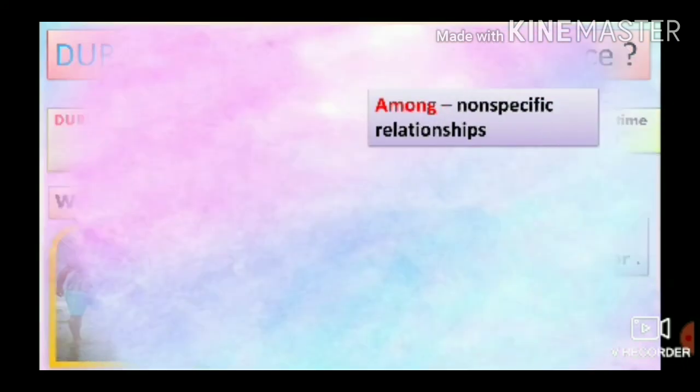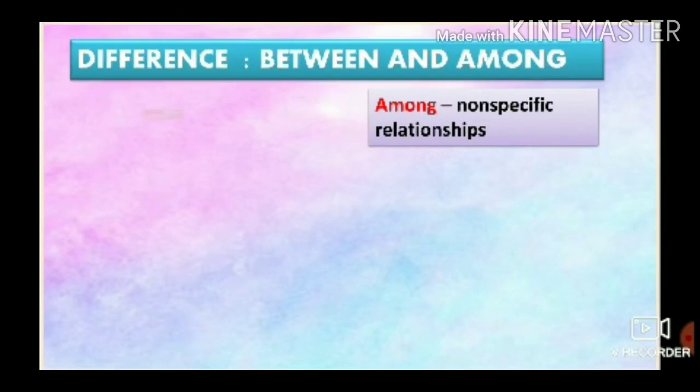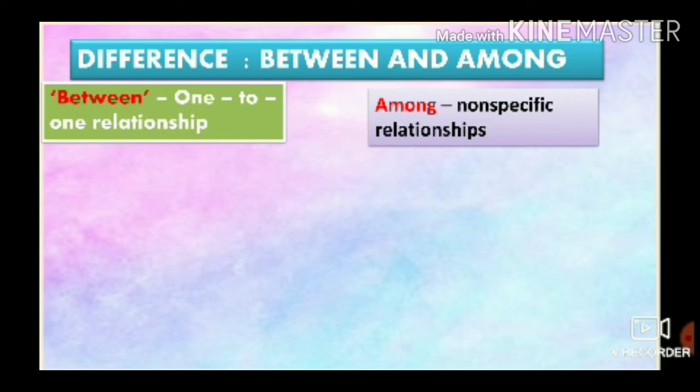Now we see the difference between between and among. Between is used when naming definite individual items. Use between when referring to one-to-one relationships. Among is used when the items are part of a group and are not specifically named. Use among when referring to indistinct or non-specific relationships.